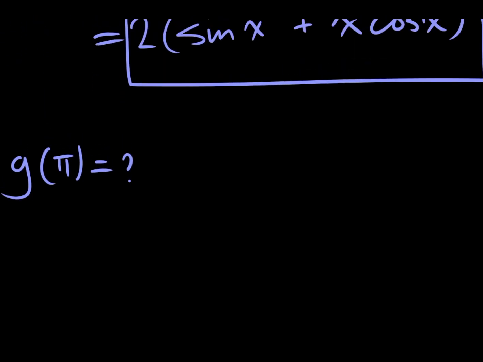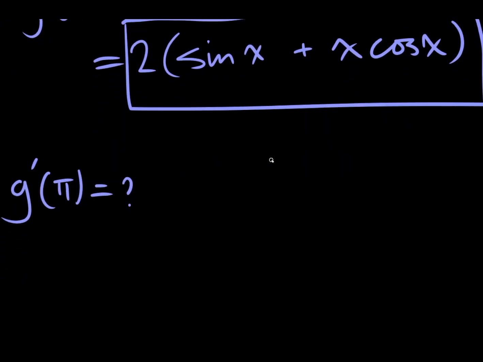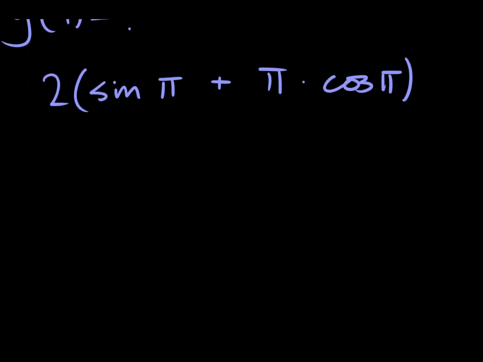And the question asks us to find what g prime of pi will be. So let's plug in pi into all of these values. So we'll get that 2 sine pi plus pi times cosine pi is what we need to evaluate.